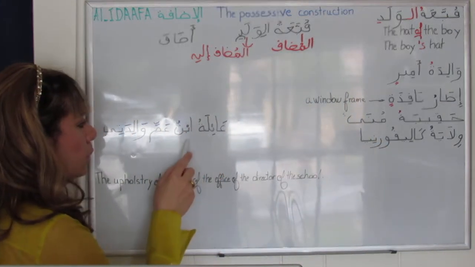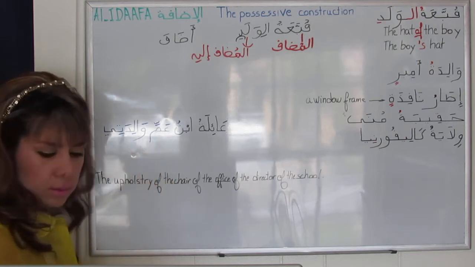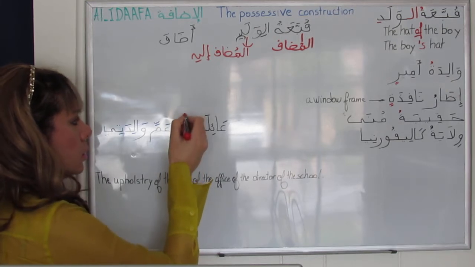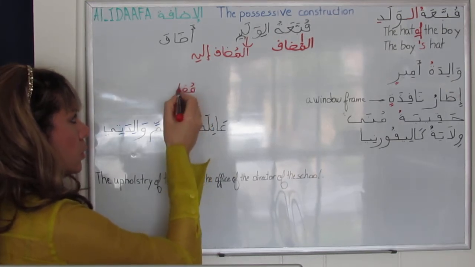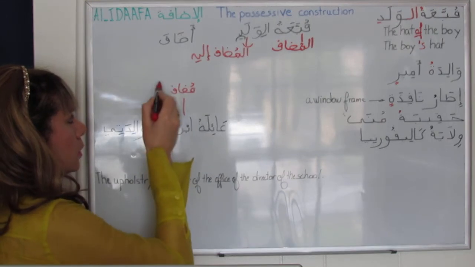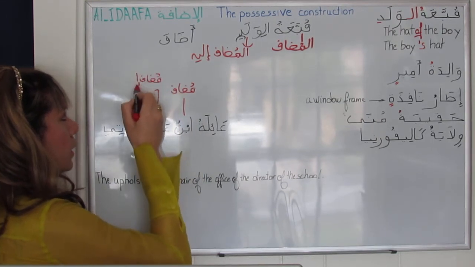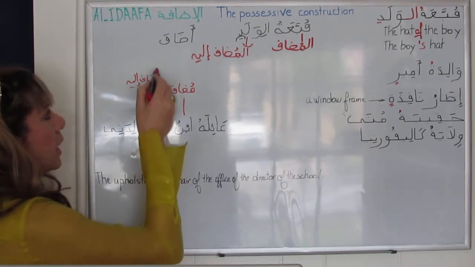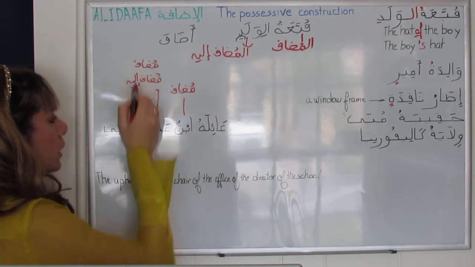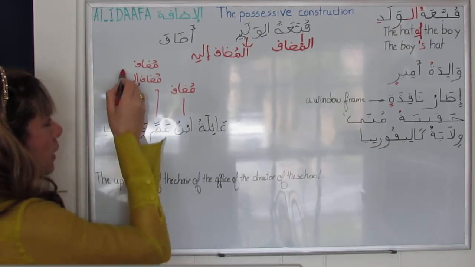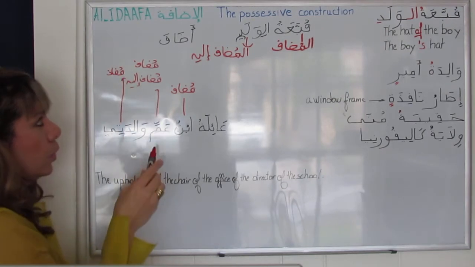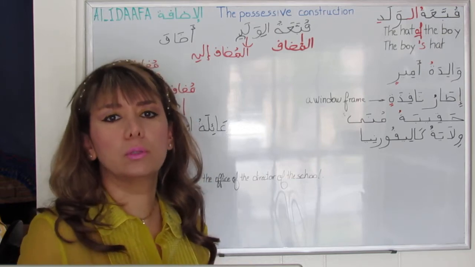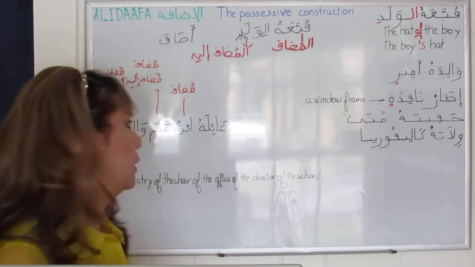عائلة ابن عم والدتي. So here, ibnu is mudaf, عمي mudaf ilayh, and again it will be considered as mudaf because there is another mudaf ilayh. So mudaf ilayh can be simultaneously mudaf and mudaf ilayh in a complex idafa.